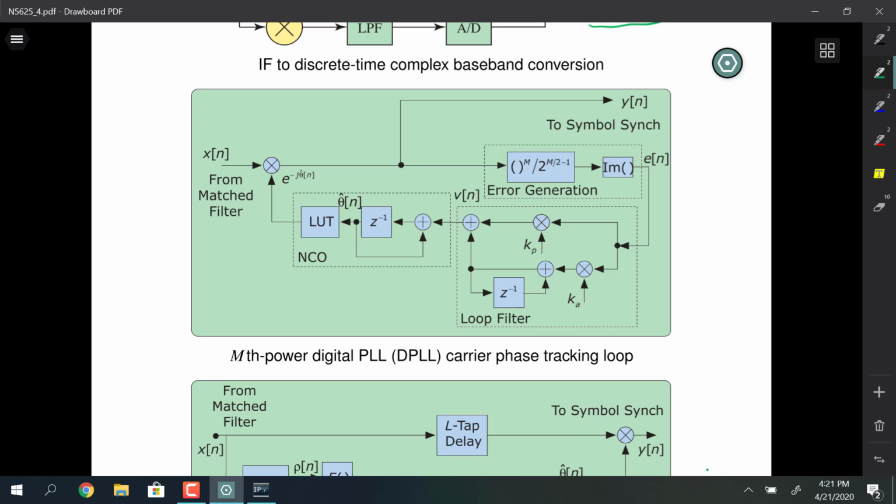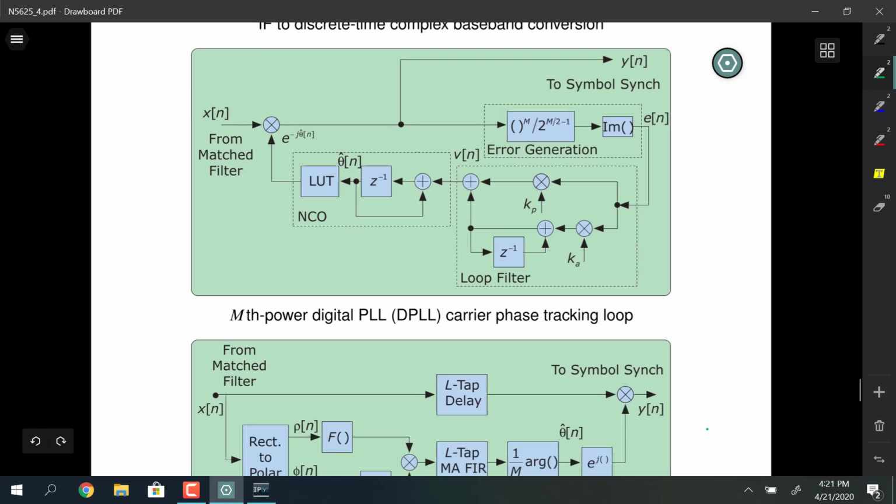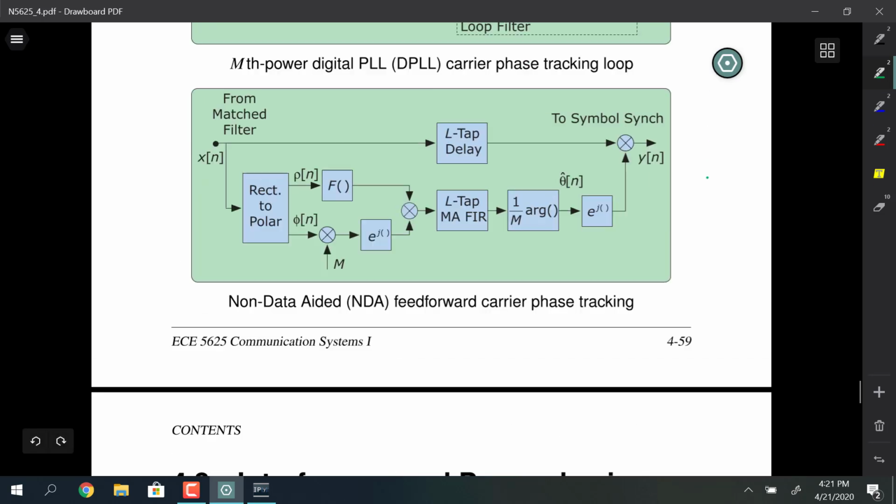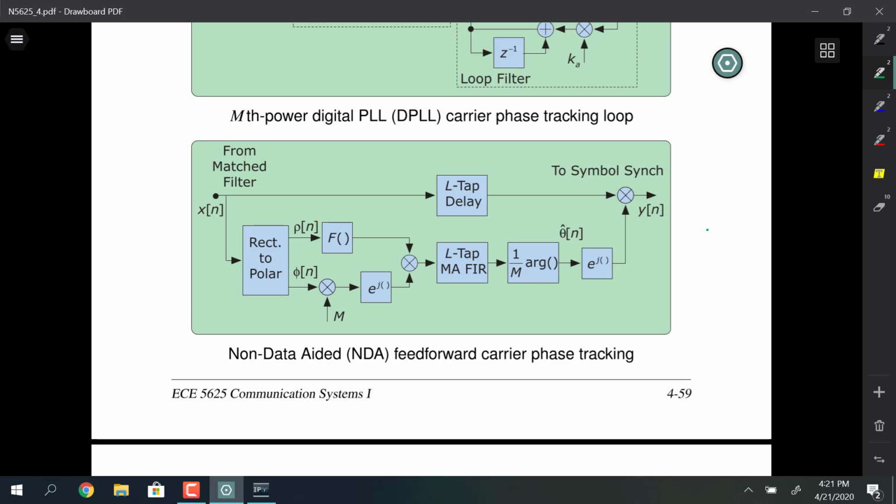There's an error generator. This is another type which is not a phase lock loop, but I have used it in a design at Atmel, which is now Microchip. This is called a non-data aided feed-forward carrier phase tracking to get coherent carrier. Pretty interesting things. That's about all I'm going to say about phase lock loops.